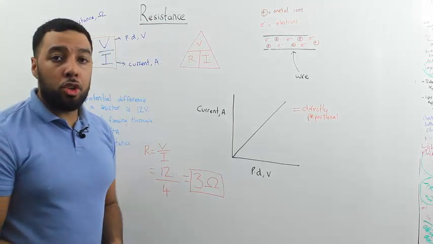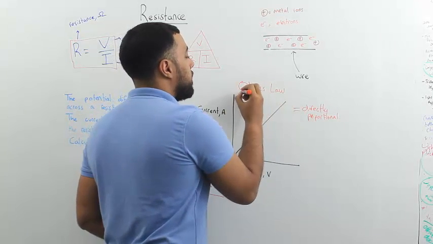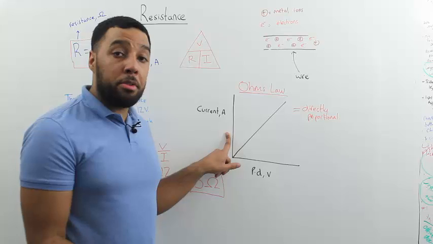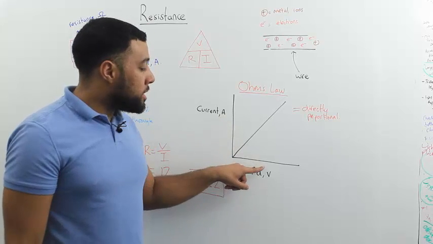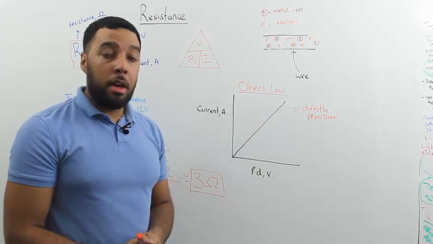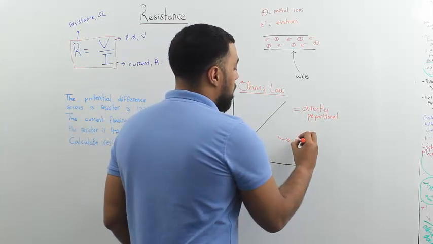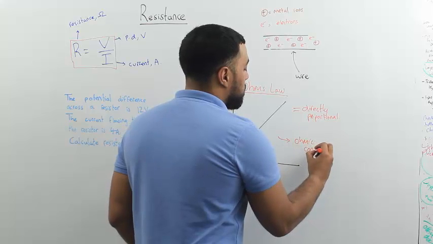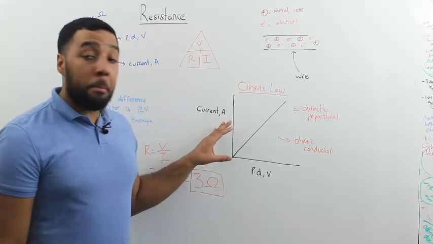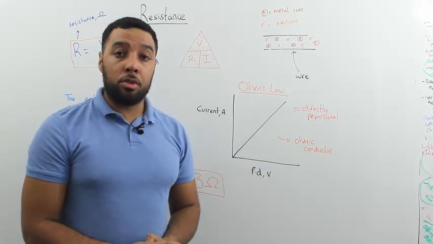A scientist called George Ohm came up with something called Ohm's Law. And what Ohm's Law says is that for any resistor where the temperature is constant, current and potential difference will be directly proportional. Because this resistor follows Ohm's law, we would call it an ohmic conductor. In future videos you'll see some components that don't follow Ohm's law, which means they're non-ohmic conductors.